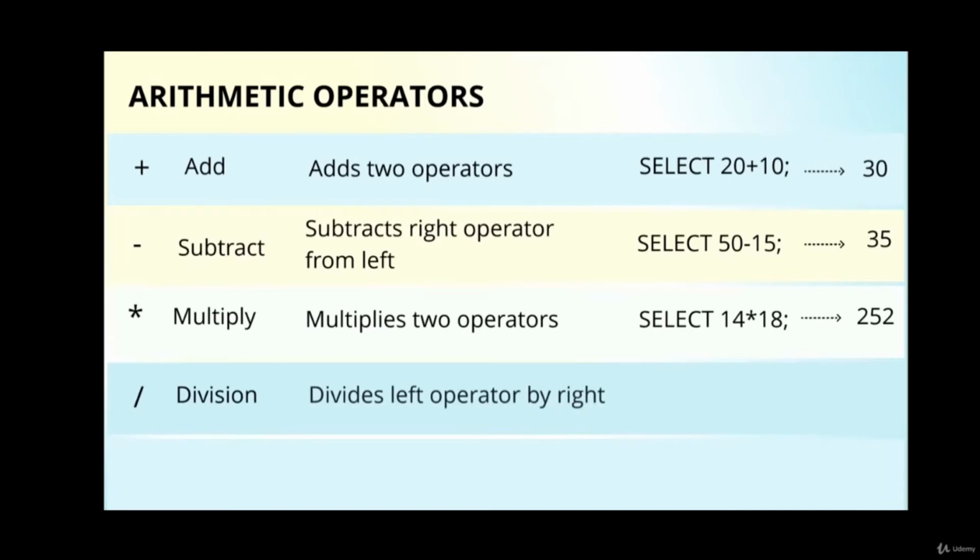Division operator is for dividing the left operand by the right one. So if you write select 50 divided by 5, it will result in the output as 10.